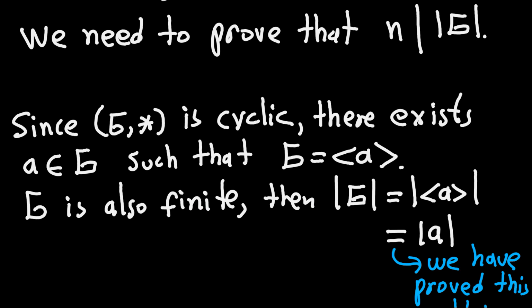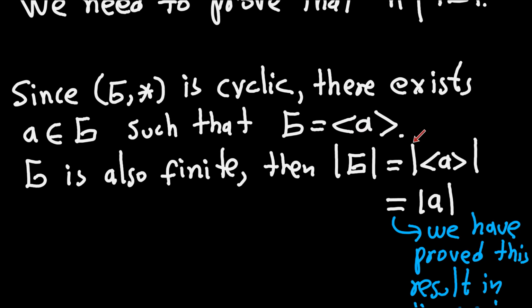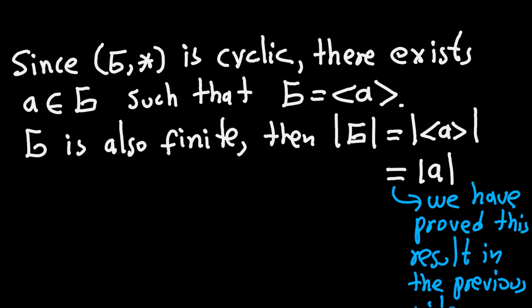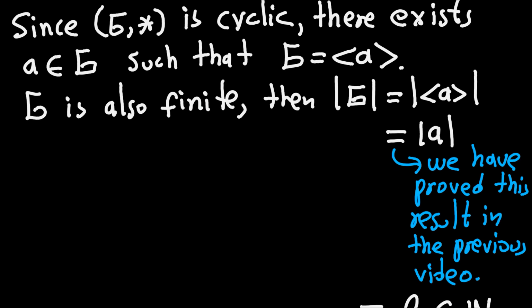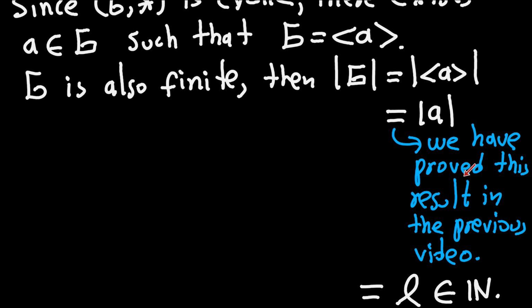So that means that the number of elements of G is equal to the number of elements of this set, because they're equal. And remember, we have proved that the number of elements of this set is equal to the order of the element A. That all is true because we are also assuming that G is finite. So I just mentioned that here. We have proved this result in a previous video.